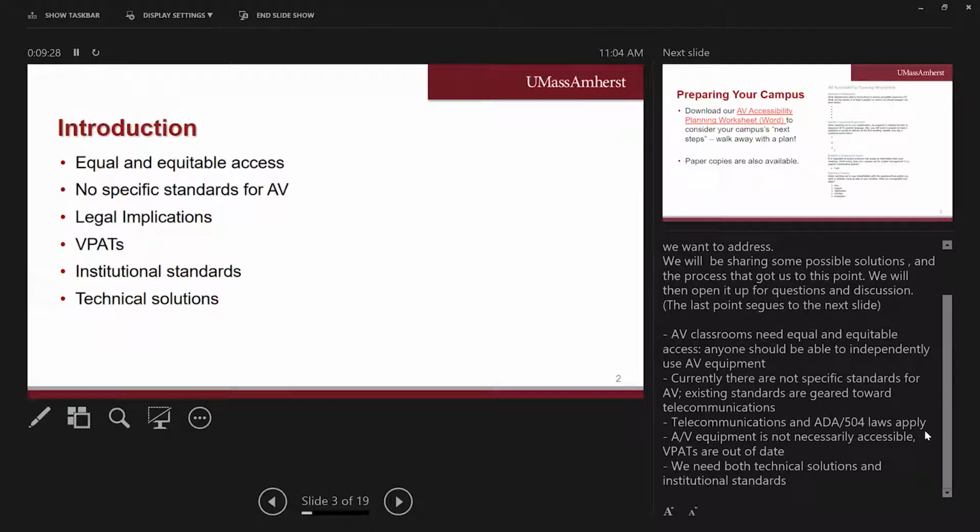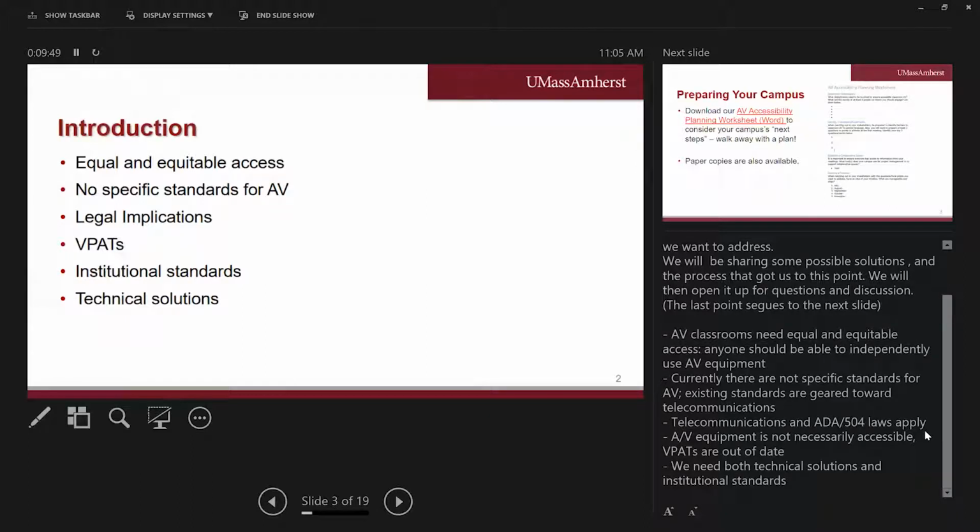So on the legal side, the telecommunications law and ADA and 504 laws apply. AV equipment is not necessarily accessible, and in our experience, the VPATs have not been up to date. So it's been harder for us to even get a sense of what's out there. Does everybody know what a VPAT is?